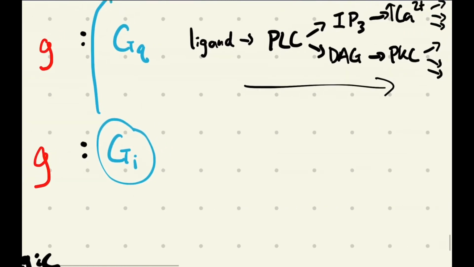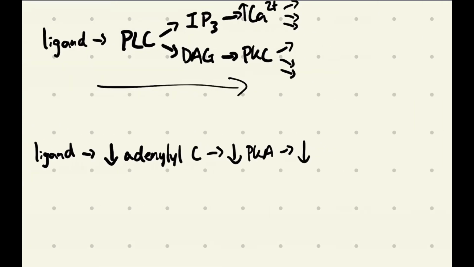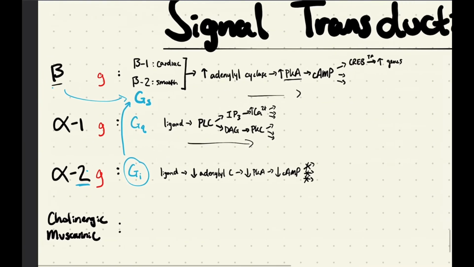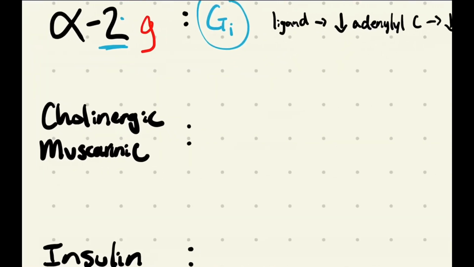And then for alpha-2, your Gi, essentially it's going to be the exact same thing, just opposite of your Gs pathway. You're going to have your ligand bind. It's actually going to decrease the amount of adenylyl cyclase activity, and as a result, you're going to have decreased levels of PKA, and as a result, decreased levels of cyclic AMP, and because cyclic AMP cannot affect those downstream effectors, now you're going to have less of an effect from before. Okay, it's going to inhibit a lot of pathways.